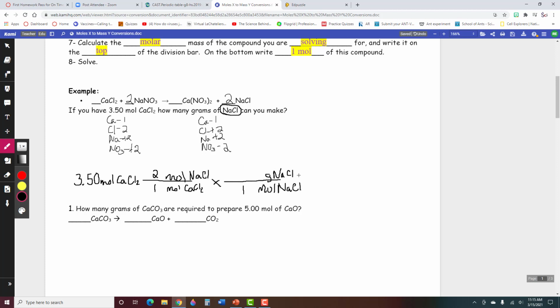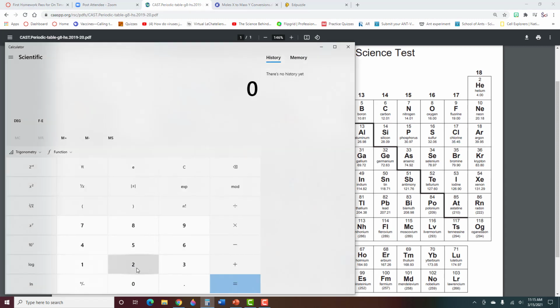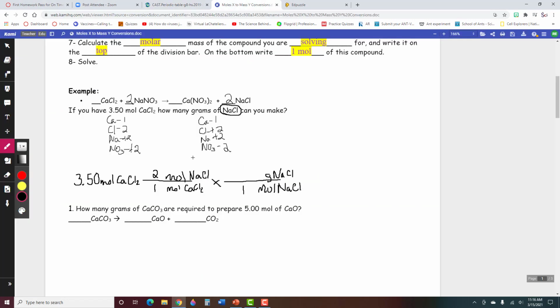And then I need to go to the periodic table to get the grams. So grams always come from the periodic table. So I've got Na and Cl. Cl is 35.45, Na is 22.99. So I'm going to add them together, 22.99 plus 35.45. And then I get 58.44.